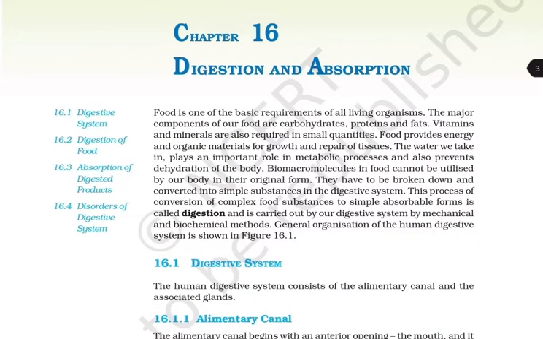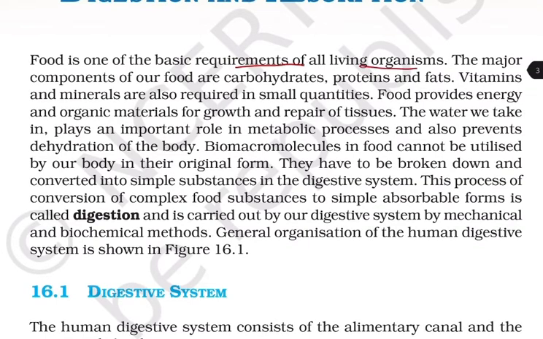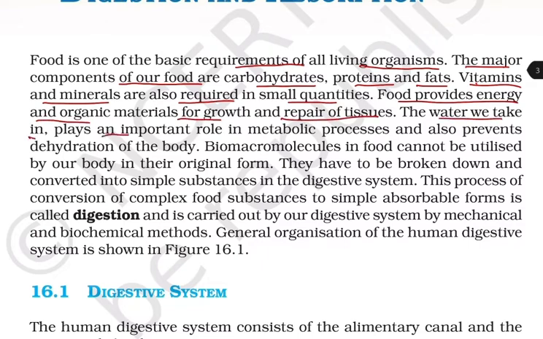Now we are going to read digestion and absorption. In this section, we will read digestive system, digestion of food, absorption of digested products, disorders of the digestive system. Food is one of the basic requirements of all living organisms. The major components of our food are carbohydrates, proteins, and fats. Vitamins and minerals are also required in small quantities. Food provides energy and organic material for growth and repair of tissues. The water we take in plays an important role in metabolic processes and also prevents dehydration of the body.